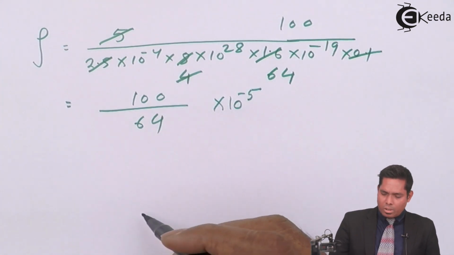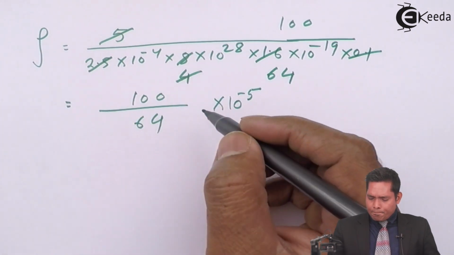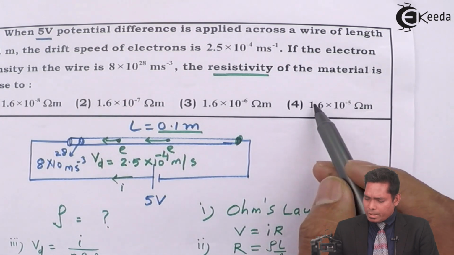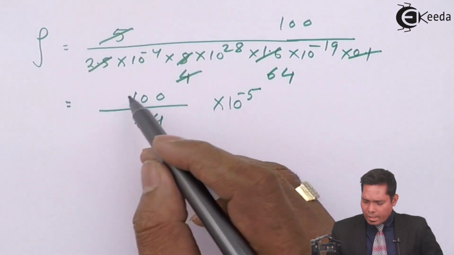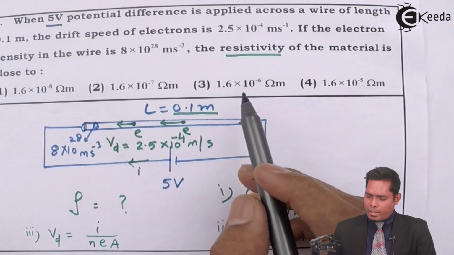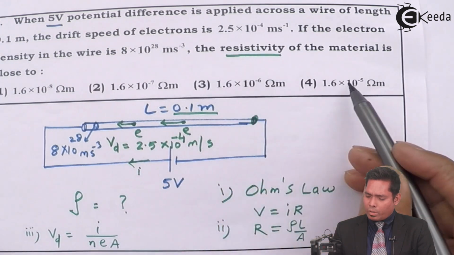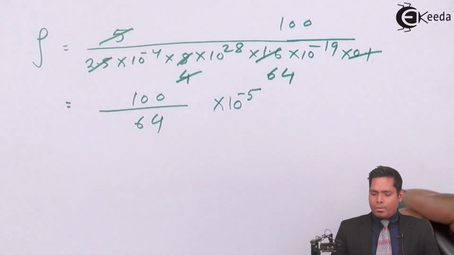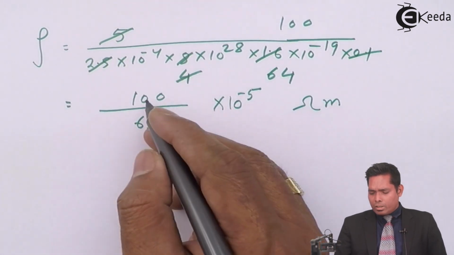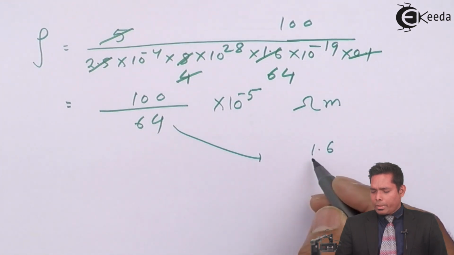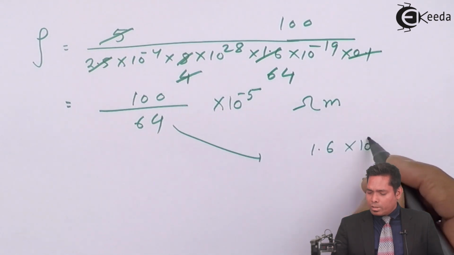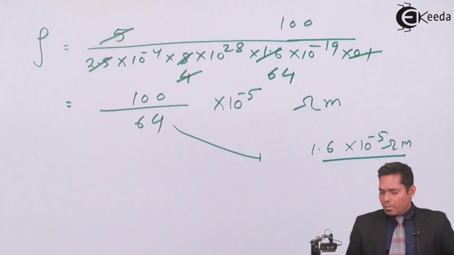You see the options. The 10⁻⁵ is there, and this number is 1.6. I can resolve this and then get the answer. Obviously 64 is 1 point something. So even if I don't calculate, 1.6 is the answer. You can go for the 1.6 × 10⁻⁵ option. But if you are still worrying, then you can go for the calculation, but I'm sure that this will come out to be 1.6 by exact calculations.